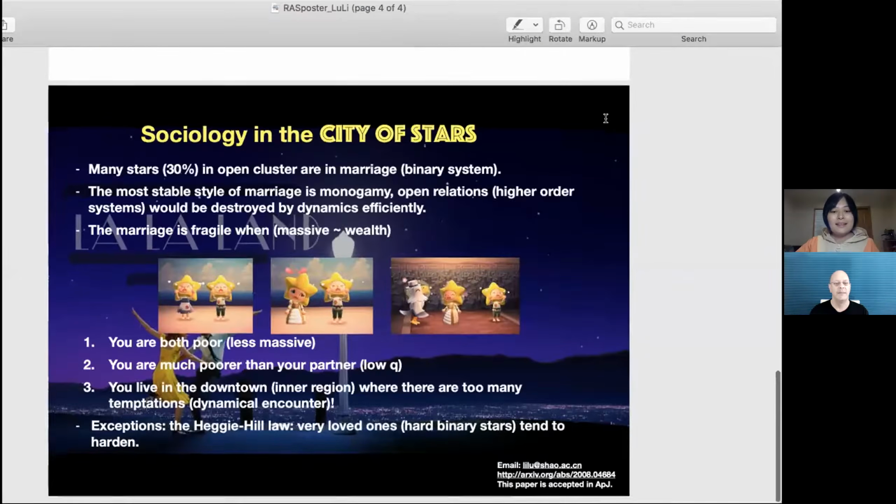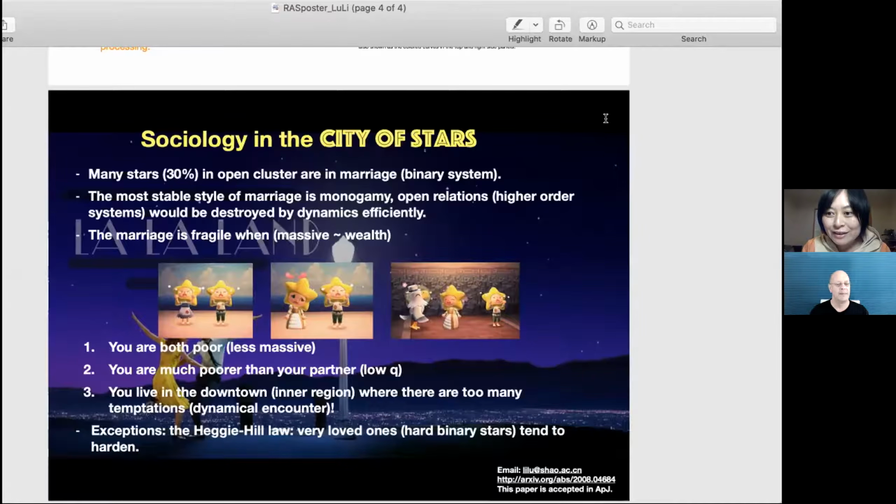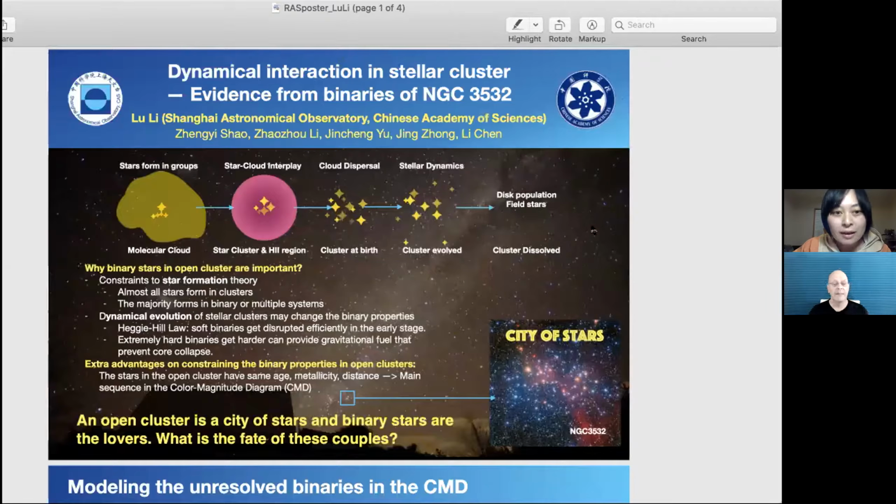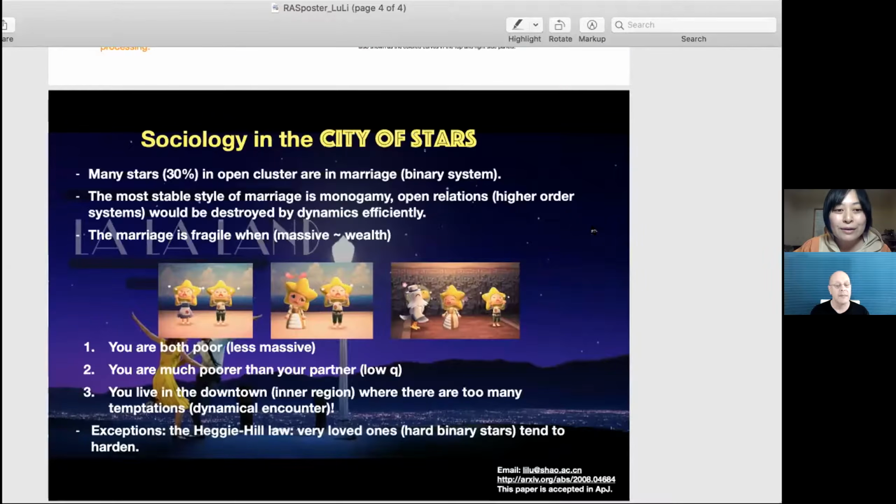I'd love to do some outreach, to use plain words to explain to the public what I did. I made this poster for the AAS poster exhibition. And in the last slide, I would like to introduce the sociology in the City of Stars. The City of Stars is the open clusters. The binaries are the couples. In the City of Stars, many stars, like 30% of the stars, are in marriage, they're binary systems.